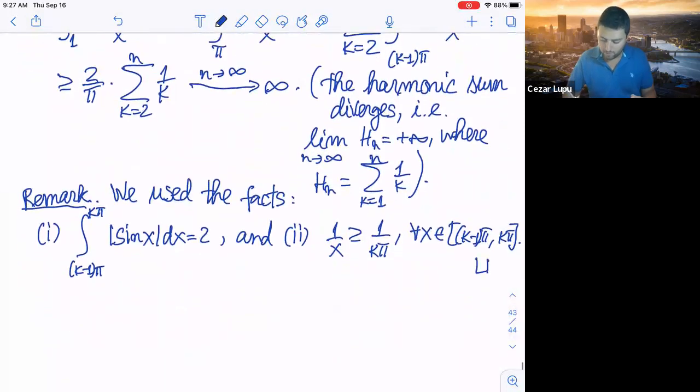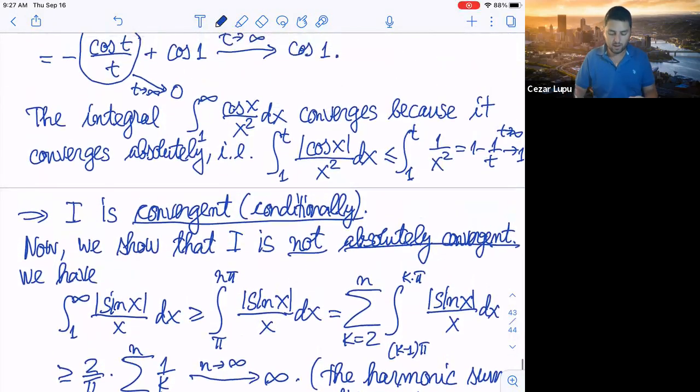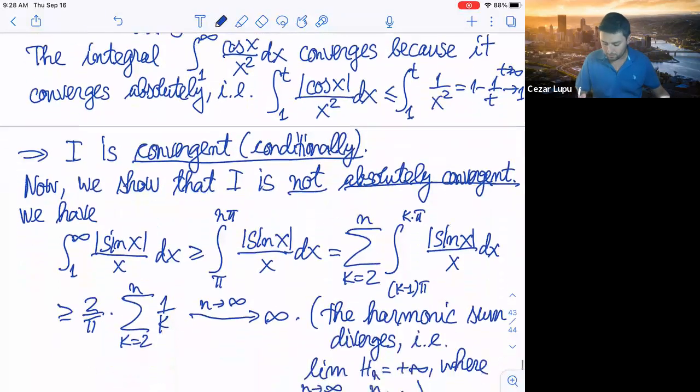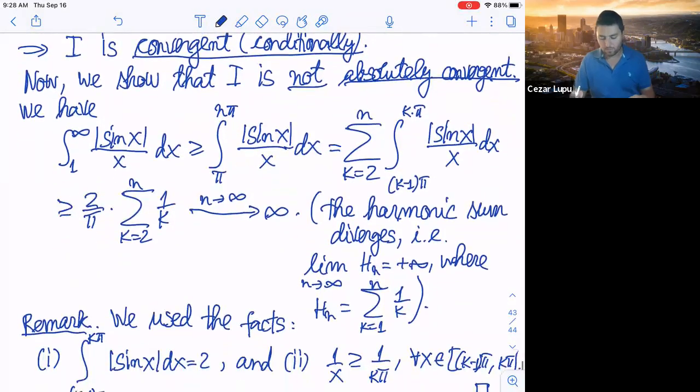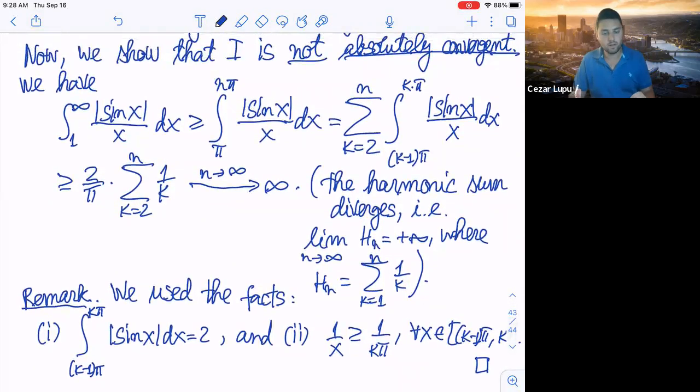So this is an example of an integral that converges conditionally but does not converge absolutely. And there are plenty of other examples you can come up with.